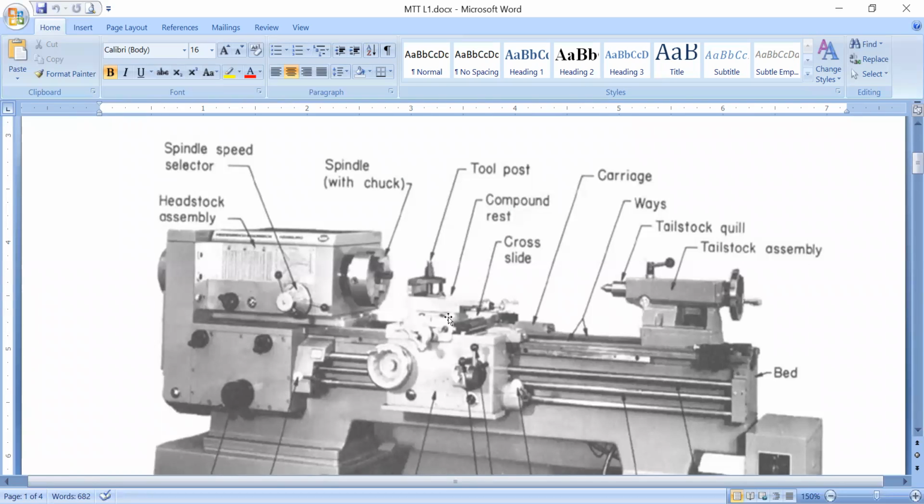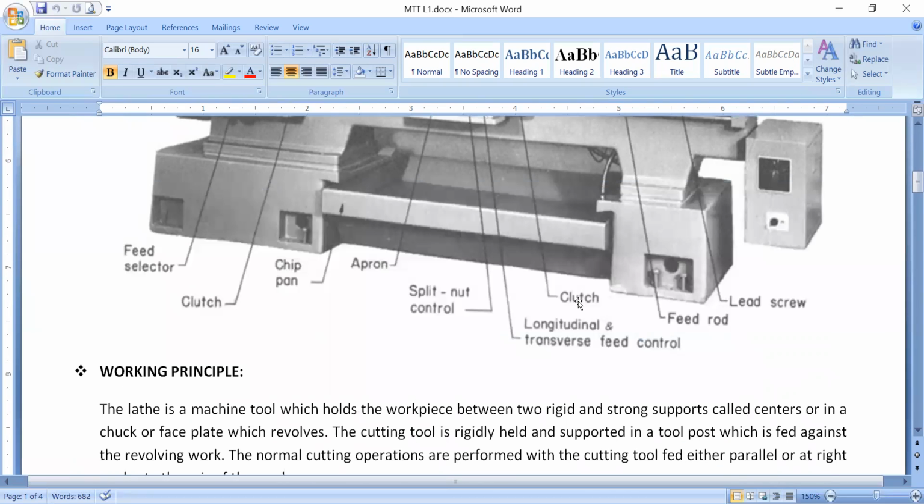The basic function of the lathe machine is to rotate the workpiece and feed the tool. Suppose there is a workpiece attached on the chuck. The chuck can be 3 jaw or 4 jaw, and the tool moves in a direction, and the cutting operation is performed by removing the material in the form of chip. So this is the working principle of the lathe machine, as I already told you.